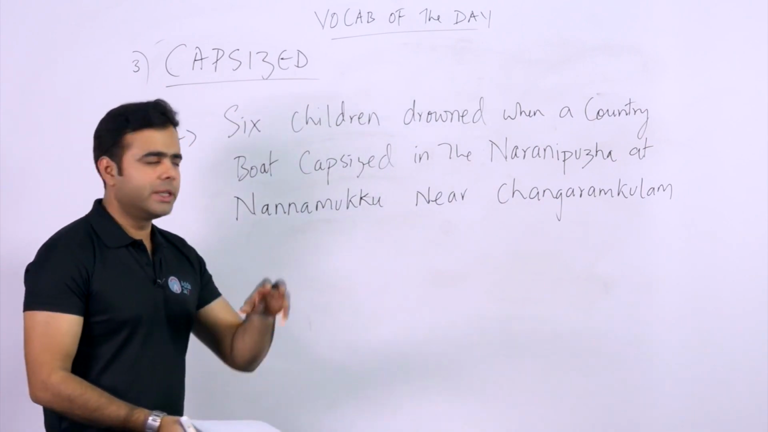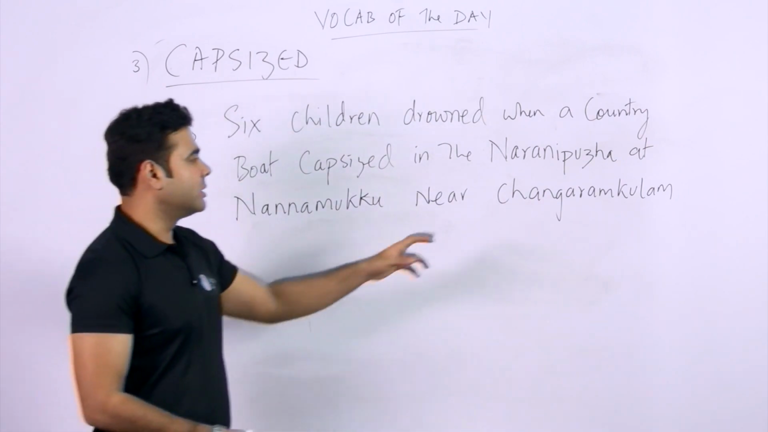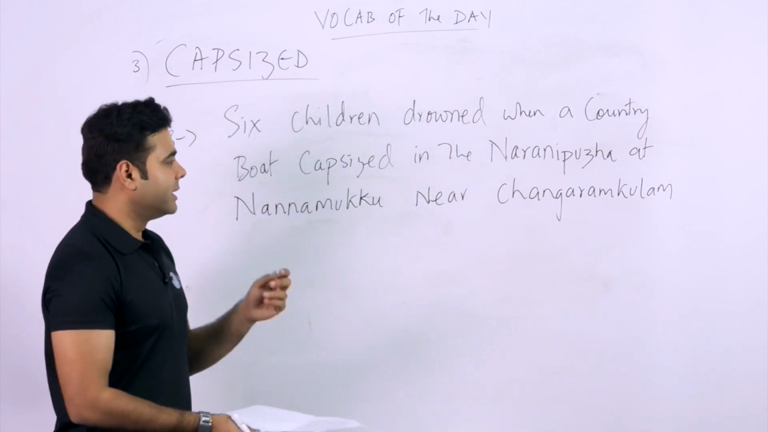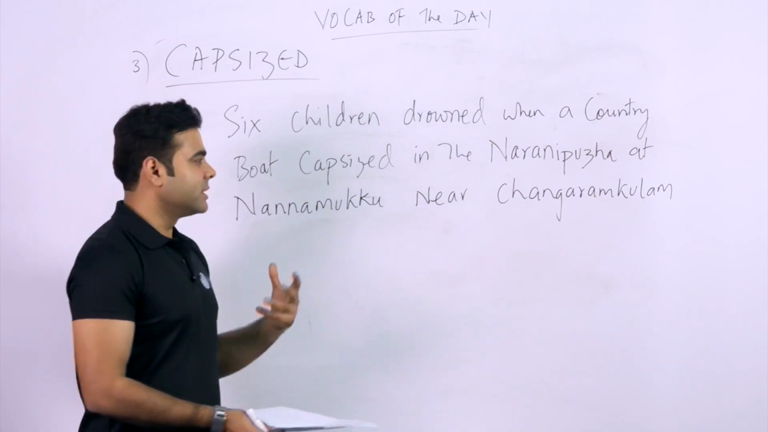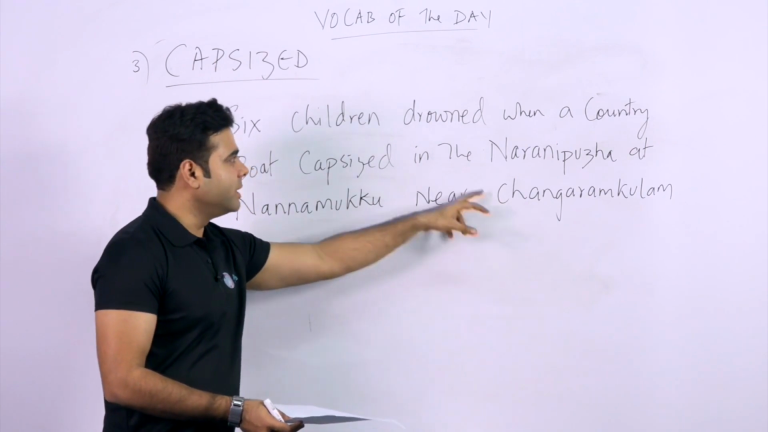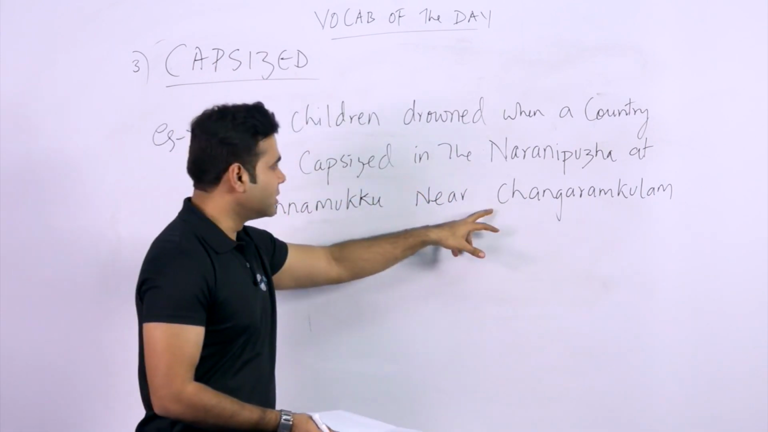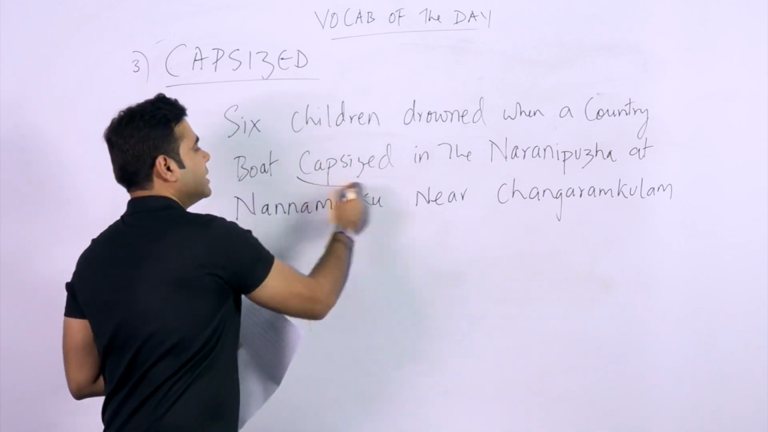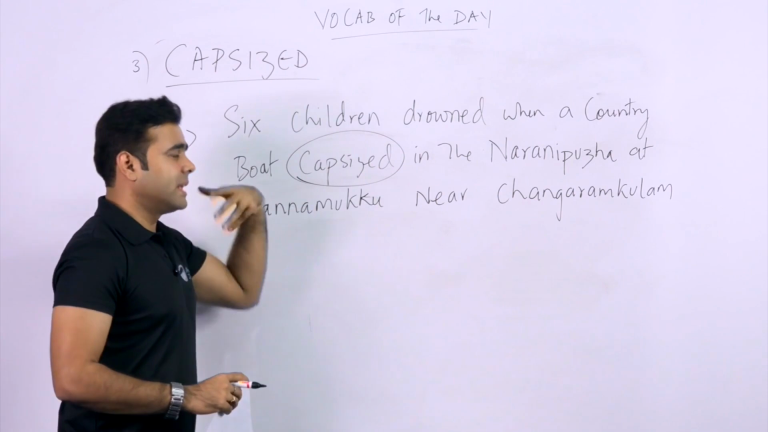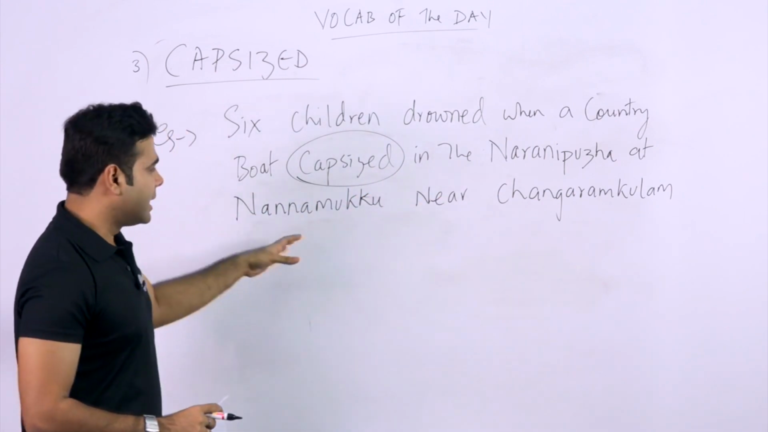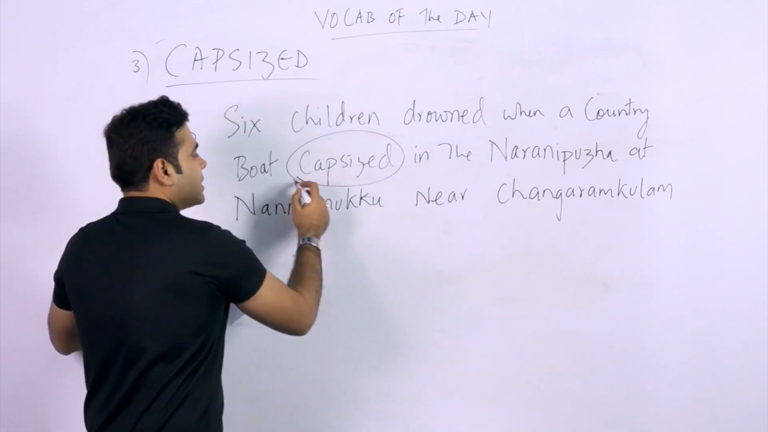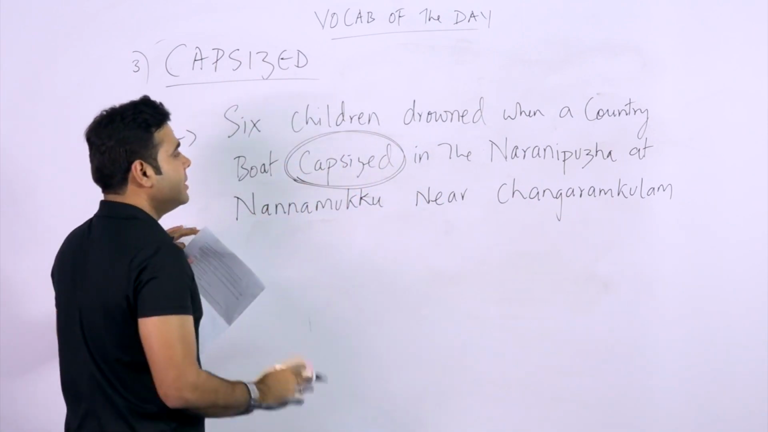So all the students, all the viewers, if any students out there are from this particular place, can understand the pronunciation. The pronunciation of the word may not be correct, what I'm saying, but you must have got what exactly it means or what the exact pronunciation of this word is. So the exact word which I have used in the sentence is capsized. Now, 6 children drowned when a country boat capsized in the Naranipuza at Nanamukha near Changarmukulam. Fine. So what does the word capsized mean?